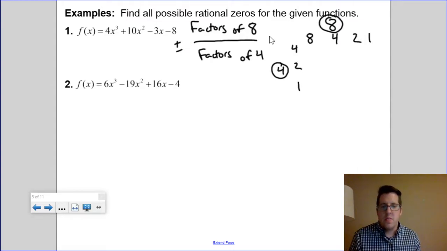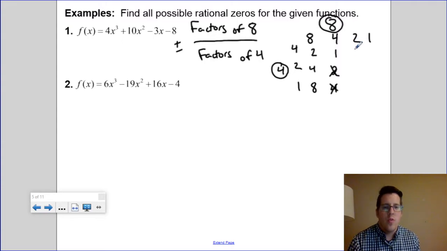Because of all the different possibilities there are, I like to list them. I use an array like this, and I just simply simplify each one. So 8 over 4 is 2, 8 over 2 is 4, and 8 over 1 is 8. 4 over 4 is 1. 4 over 2 is 2, but I already listed that, so I don't need to list it again. And 4 over 1 is 4, but again, I already listed that, so I don't need to list it again.